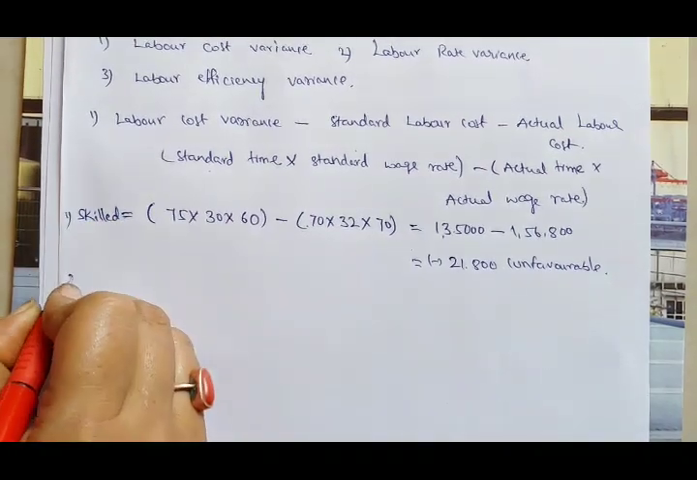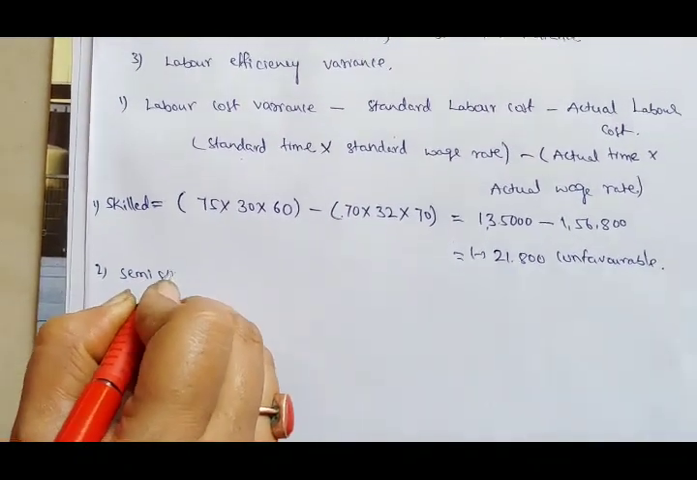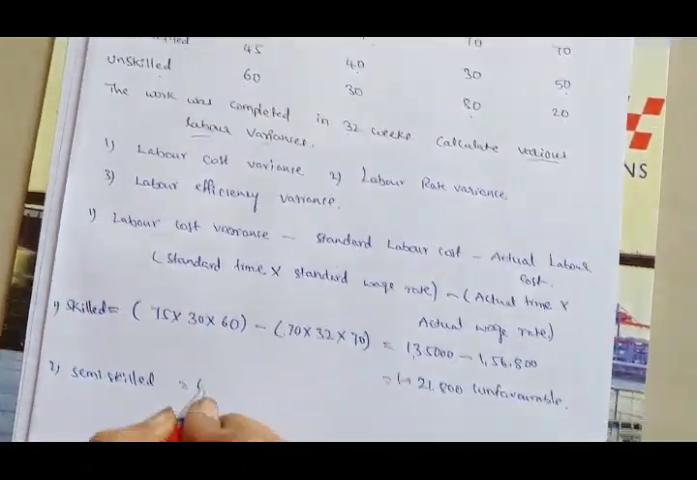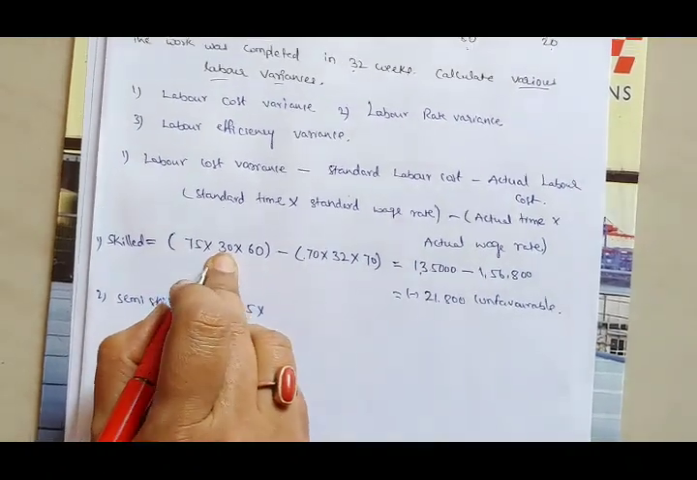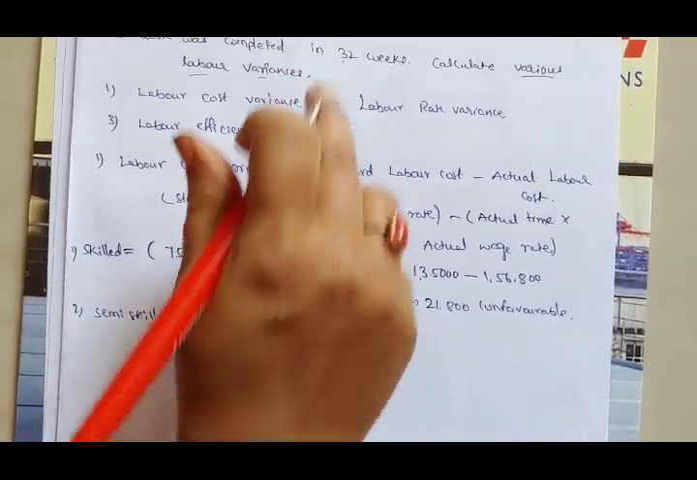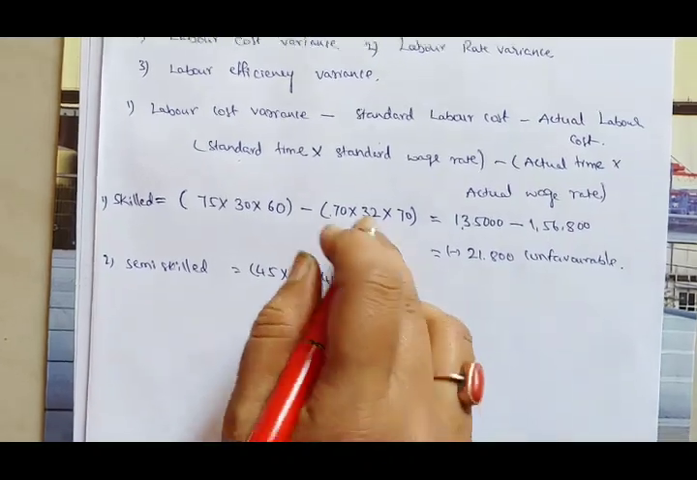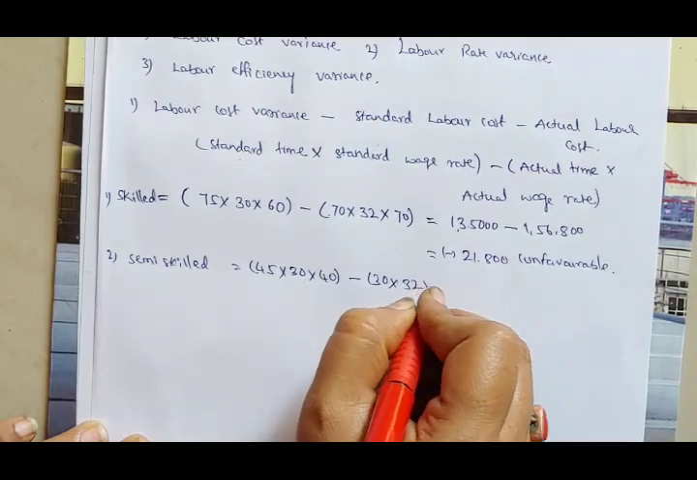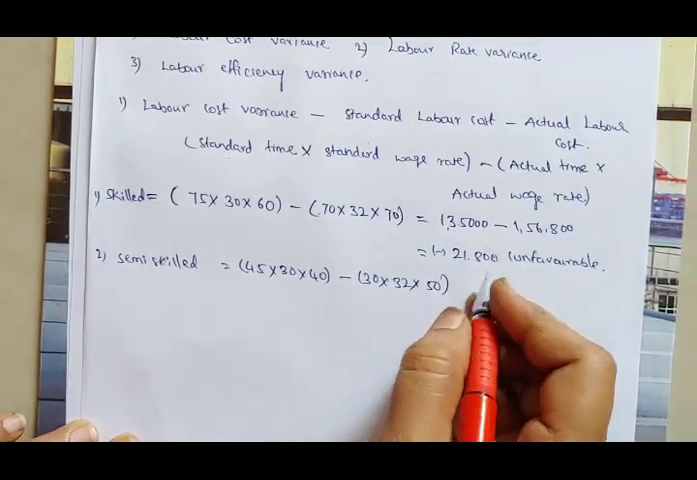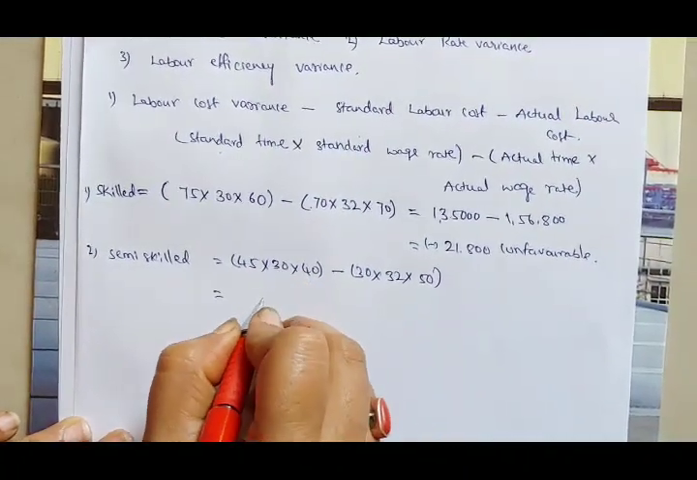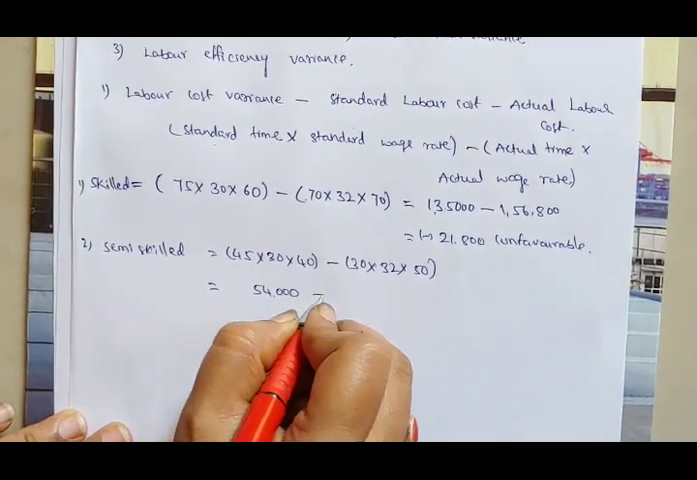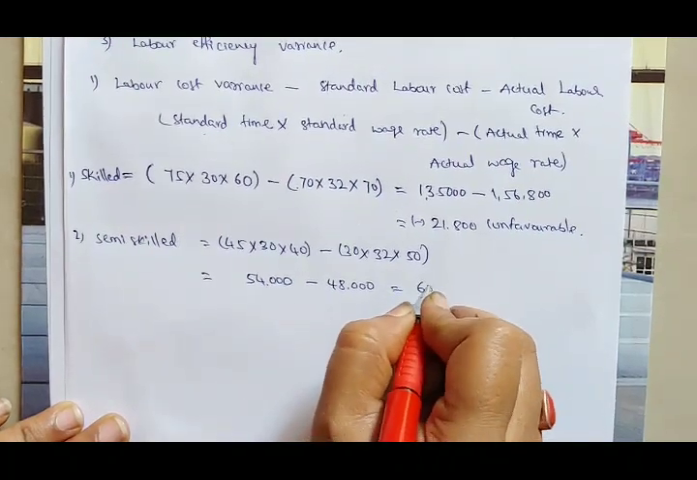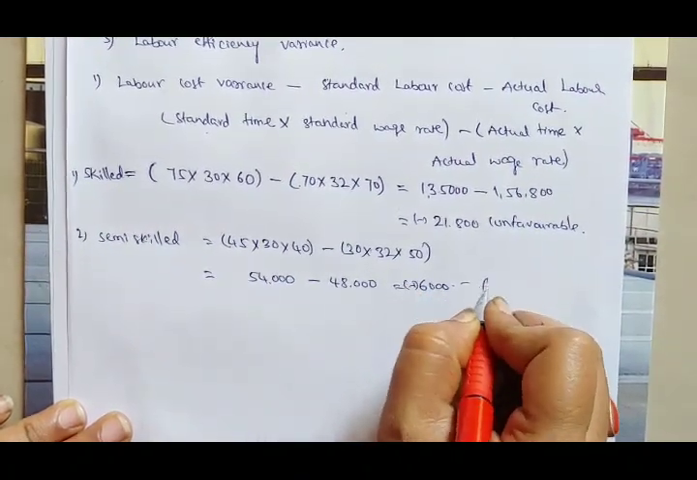Next, semi-skilled. Semi-skilled is equal to number of workers 45, 30 weeks, into 40, minus 30 into 32 weeks into 50 rupees, equal to 54,000 minus 48,000, which is equal to 6,000. It is plus, it is favorable.